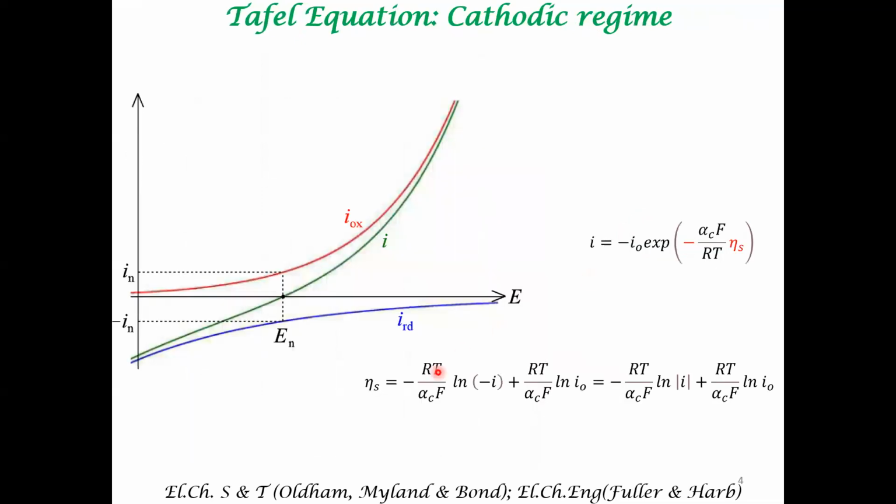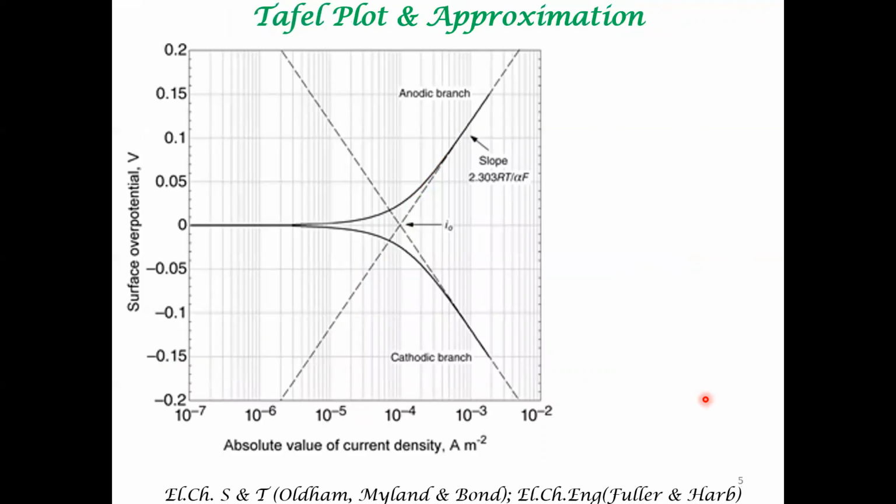So the Tafel approximation is something like this, right? You can represent eta using these two terms. So just a single exponential is good enough for representing the overall behavior. It helps you get the so-called Tafel constants, alpha C and alpha A.